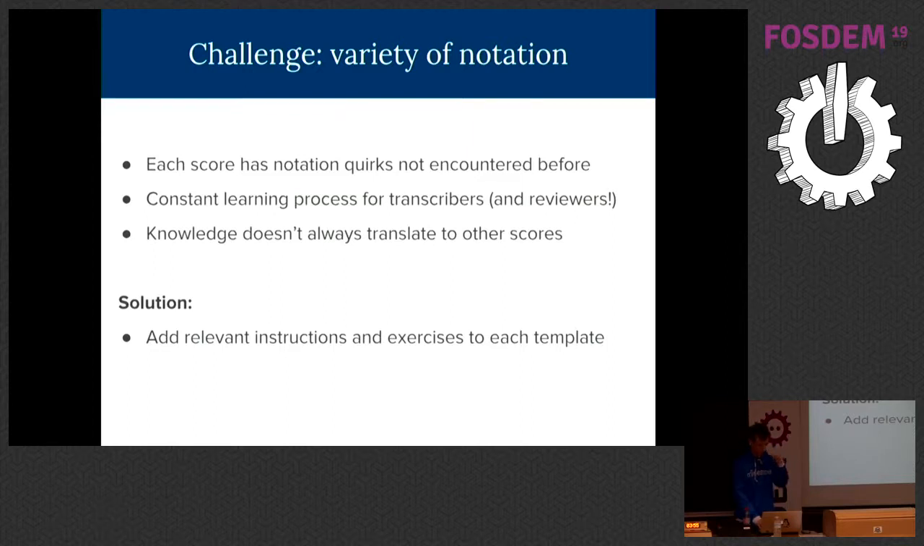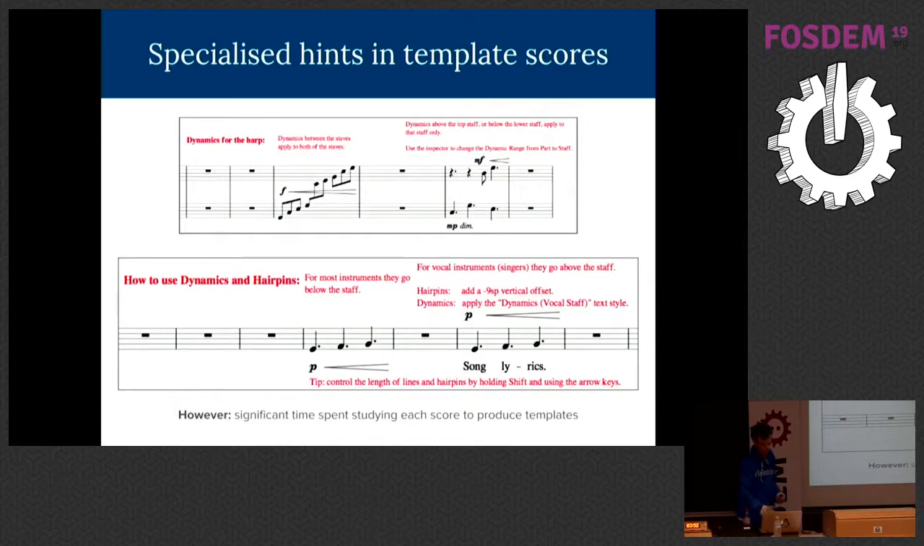So the solution to this was to add, in each template score, specific instructions for that score. I would go through the IMSLP score and look for things that I thought the transcribers might struggle with, and then I would add instructions about those things to the score itself. This made work significantly easier after the transcription was complete, but it created a huge burden in studying those scores before the transcription could even begin.